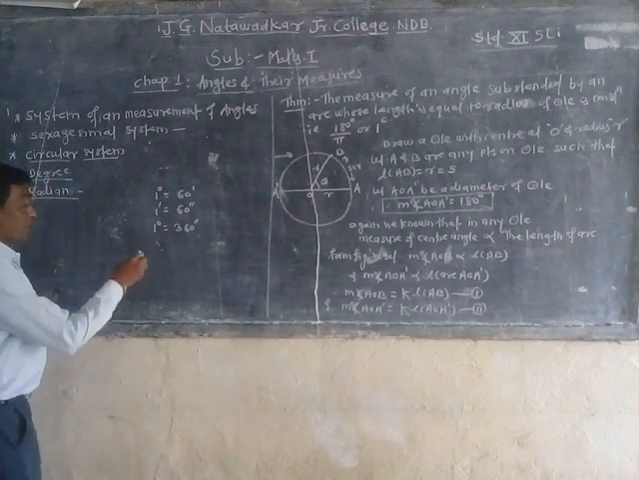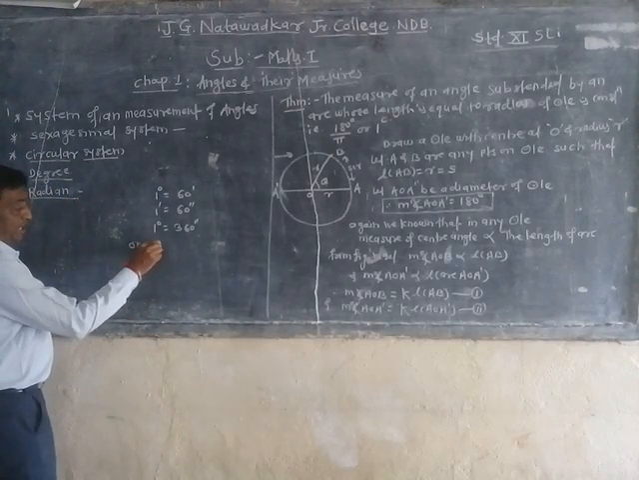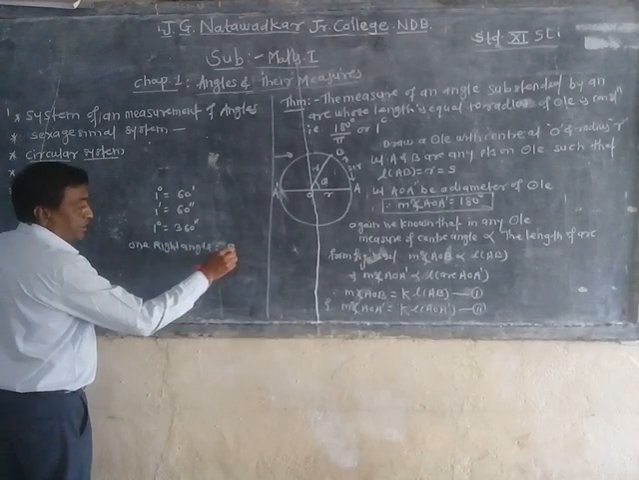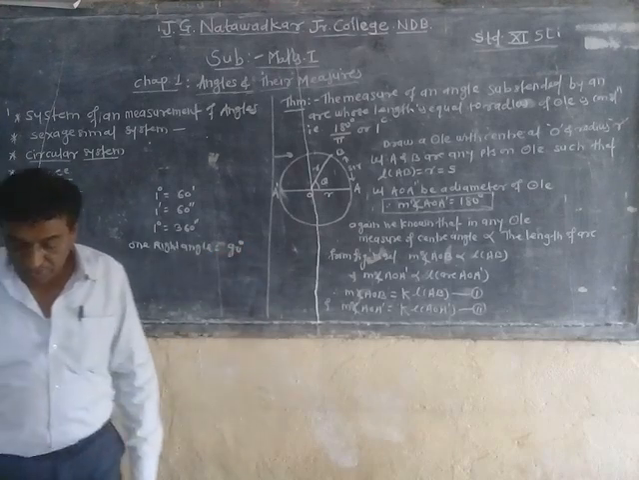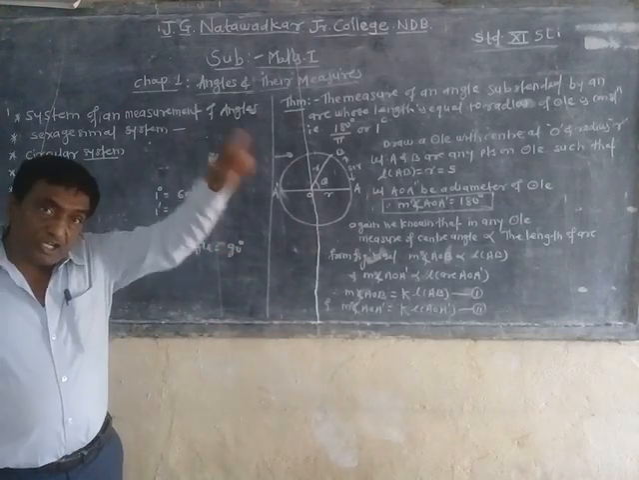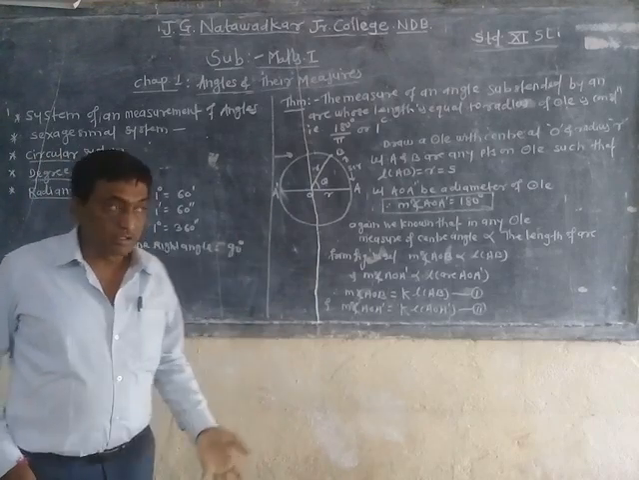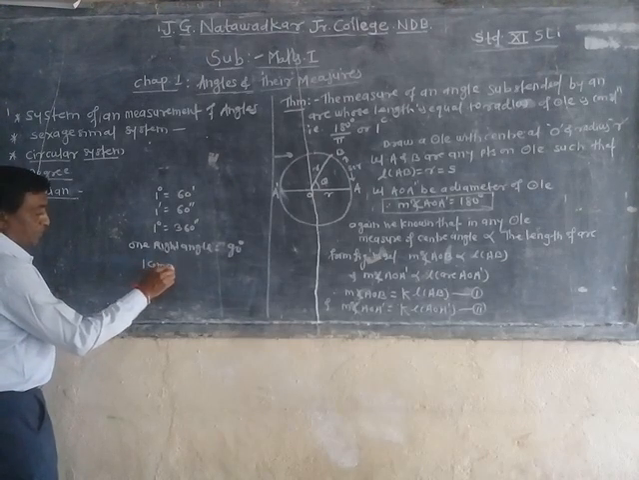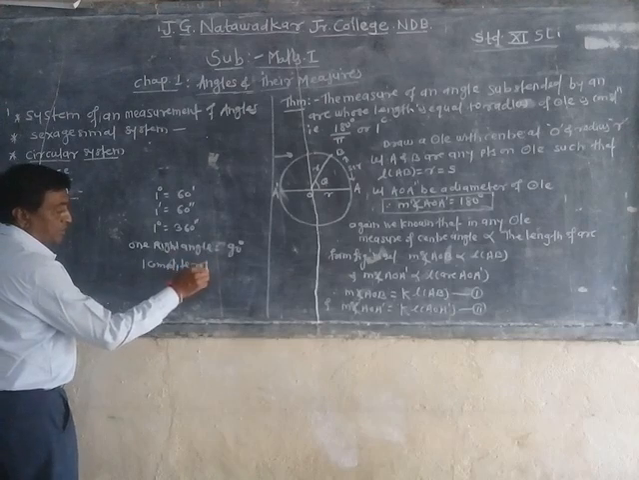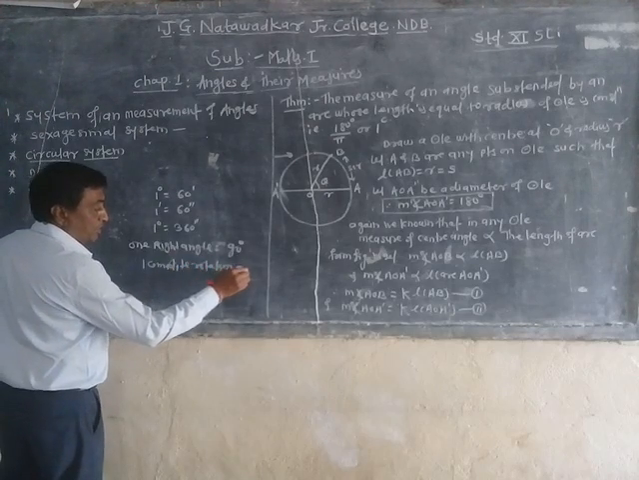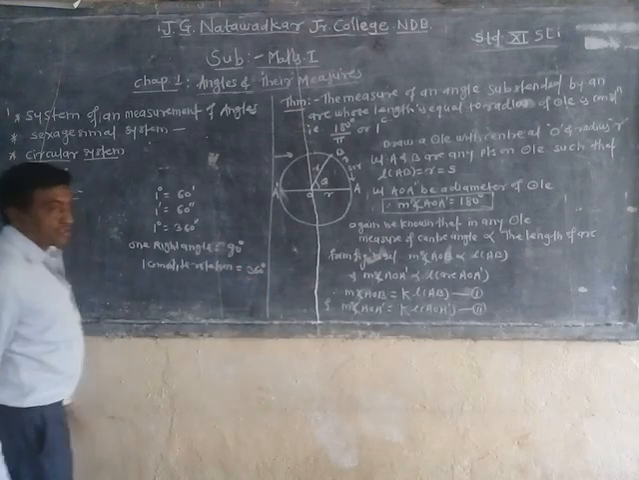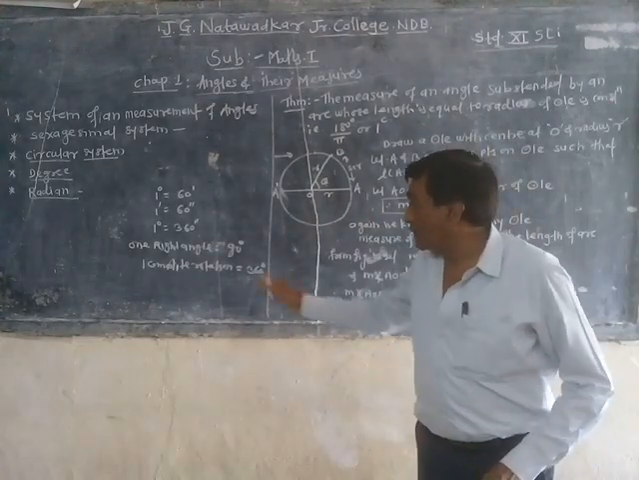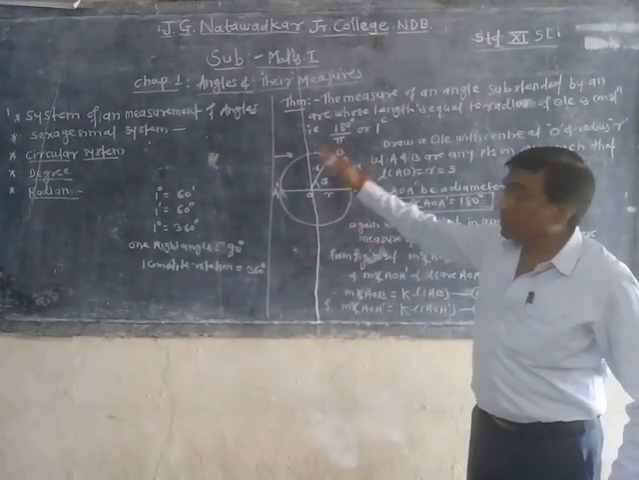Again we know that one right angle is equal to 90 degrees, and one complete rotation of a circle is equal to 360 degrees. So these are the relations related to degree, minute and second, and to the half part, that is, the complete circle and the half circle.